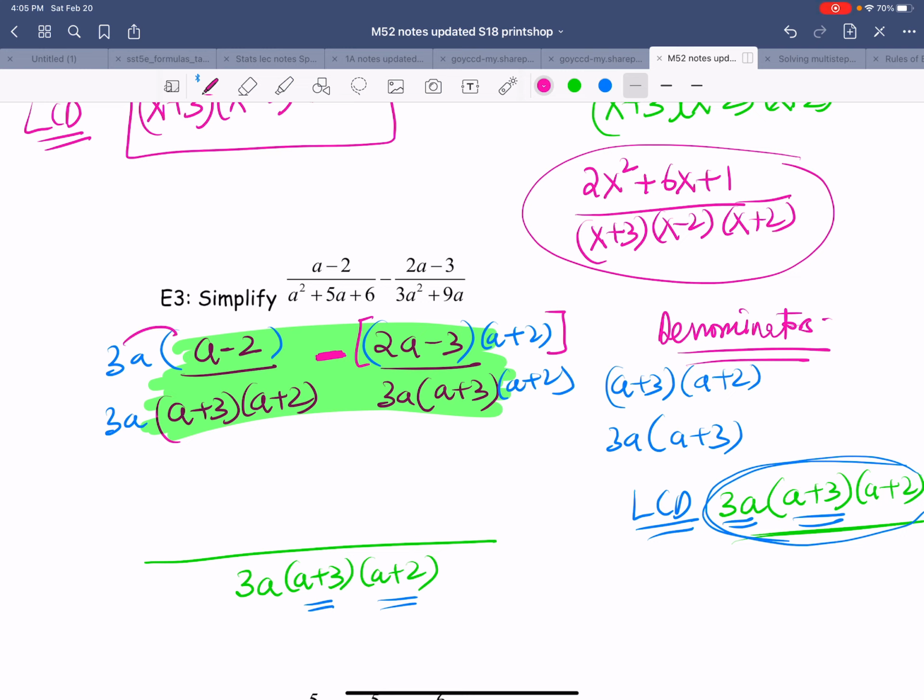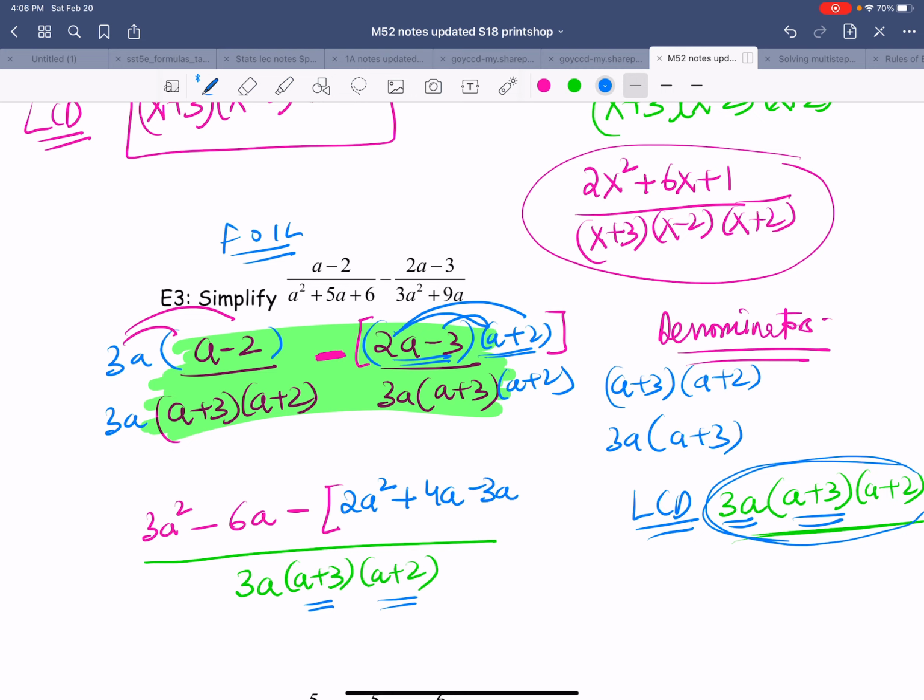Okay, let's go ahead and distribute 3a here. 3a times a is 3a squared minus 3a times 2 is 6a. Okay, big bracket, and here I'm dealing with a binomial and a binomial. That means I'm going to have to do foiling. Foiling says first, outer, inner, last. First times first is 2a times a, which is 2a squared. Outer times outer is plus 4a. Inner times inner is minus 3a.